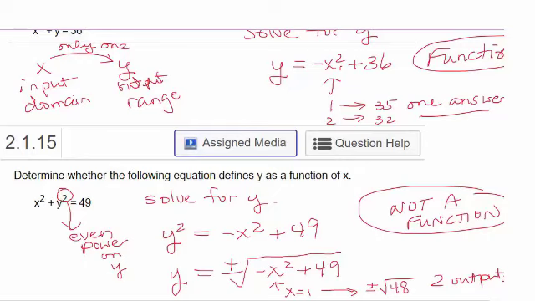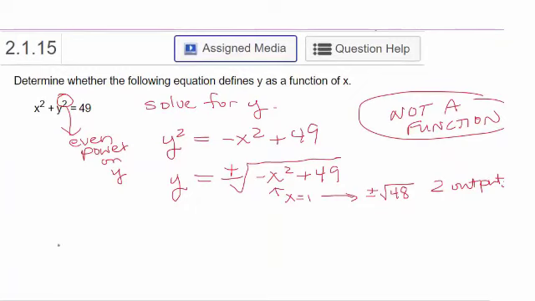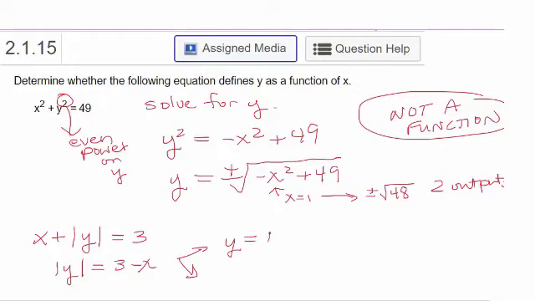If you think about it, there's another situation that we know about where you'd get more than one answer. So you've got to watch out for that too. If you had something like absolute value of y, right? So if you were to solve this equation, you'd get absolute value of y equals 3 minus x, or negative x plus 3, however you want to write it. And this translates into two equations. To get rid of that absolute value, you would have to consider both cases. Either y is the positive version of 3 minus x, or y is the negative version of 3 minus x. And so two outputs, again, not a function.